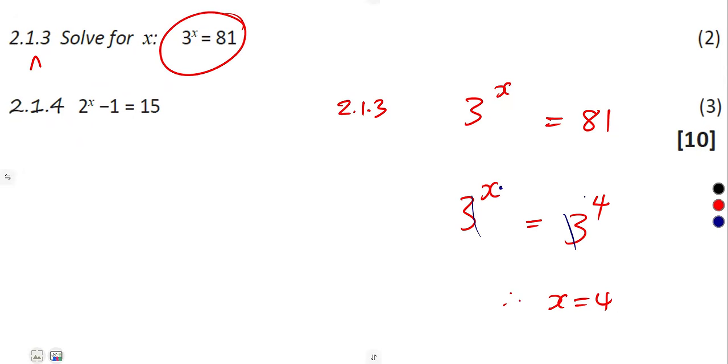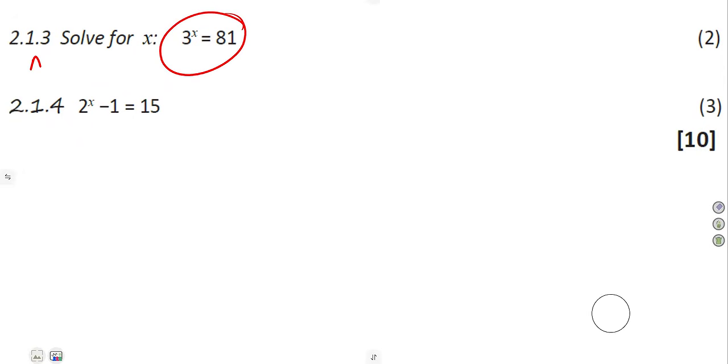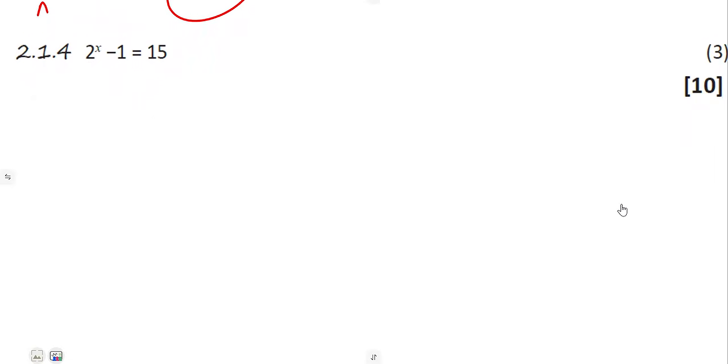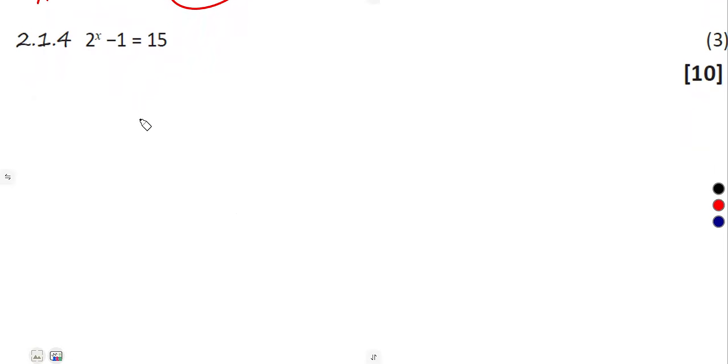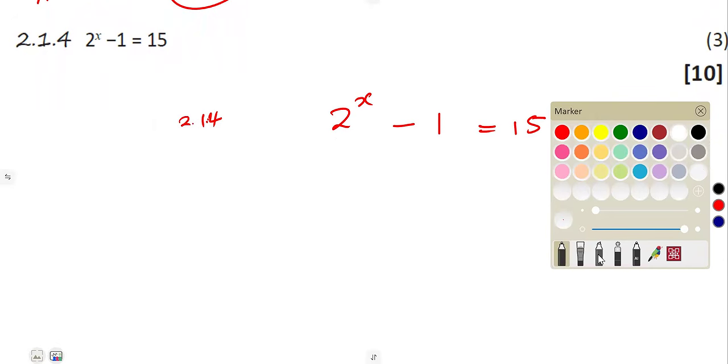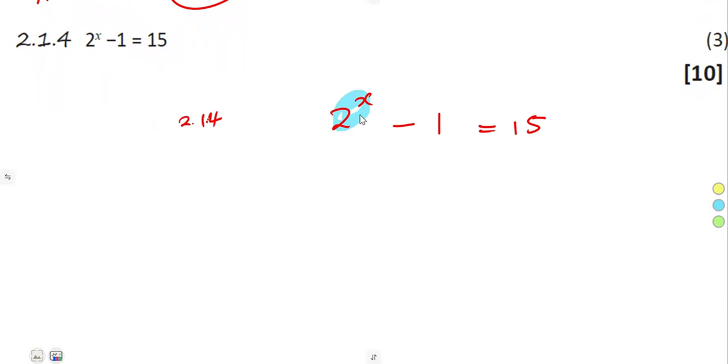All right, a direct question again, just direct. Let's check another one. 2.14. We are given this: 2 to the exponent of x, then we subtract 1, is equal to 15. 2 to the exponent of x, that's an exponent, so we're talking about an exponential equation.